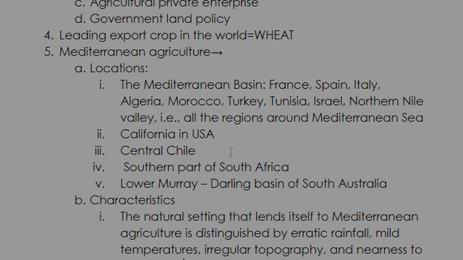So the first thing is, where is Mediterranean agriculture? Mediterranean agriculture is located in the Mediterranean basin. So that's France, Spain, Italy, Algeria, Morocco, Turkey, Tunisia, Israel, Northern Nile Valley, basically all the regions surrounding the Mediterranean Sea. And we'll look at a map of that in just a second. It's also located in California and central Chile and the southern part of South Africa. And finally, it's located in Lower Murray, which is a basin in South Australia.